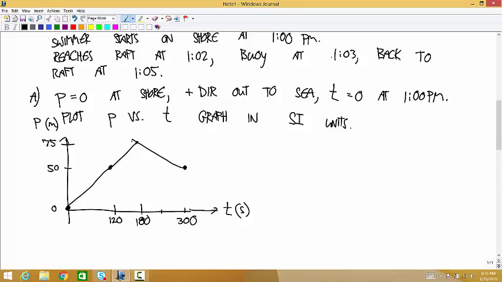Anybody get anything different? Anybody go into the complex plane? Good. Yeah, there's no reason that this should give you complex numbers.